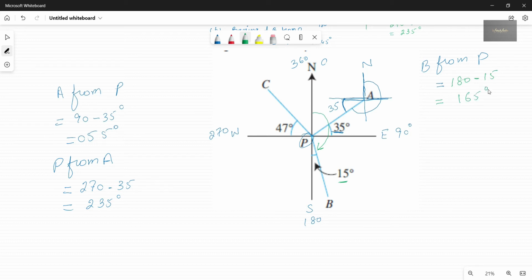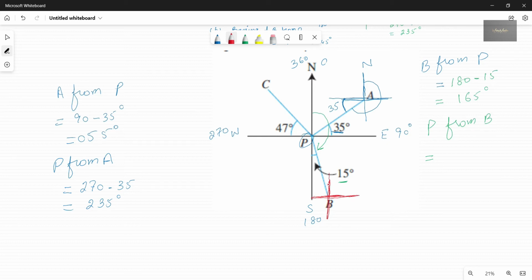If a 3-digit answer comes, it is good. We will leave it as it is, right? Now let's try to find the reverse bearing, P from B. For P from B, we have to make a bearing axis at B. Now B is the origin.